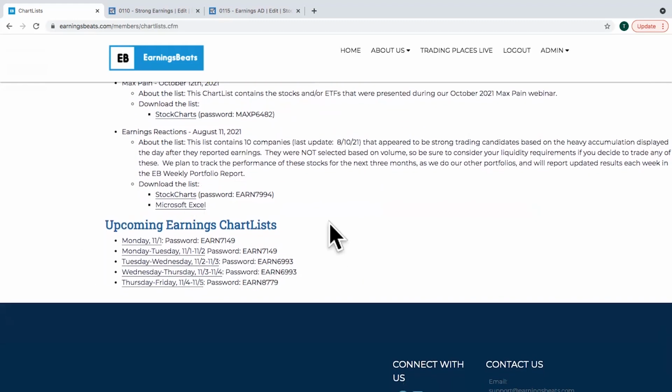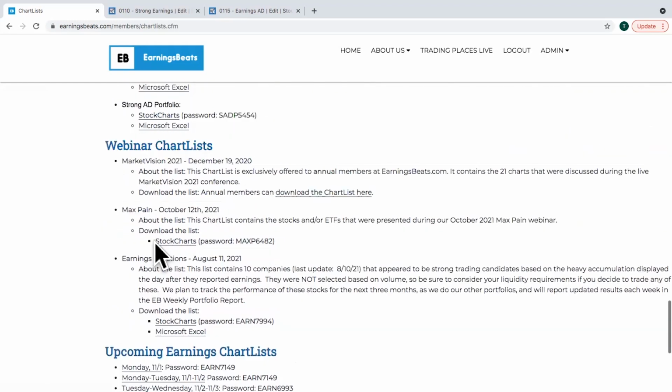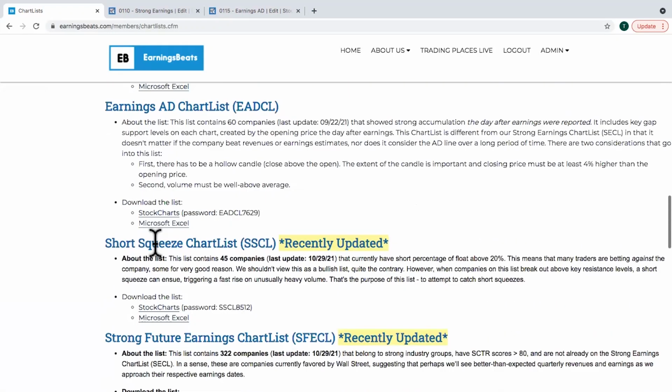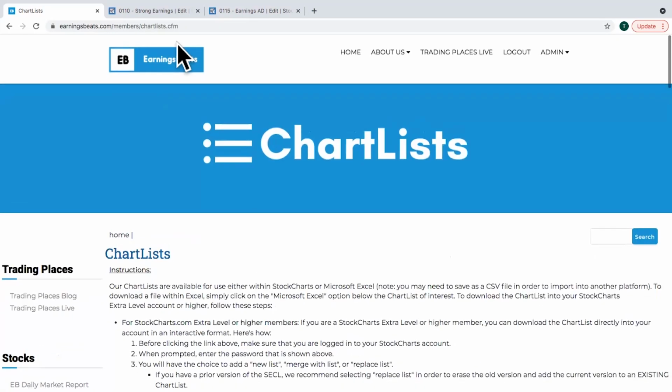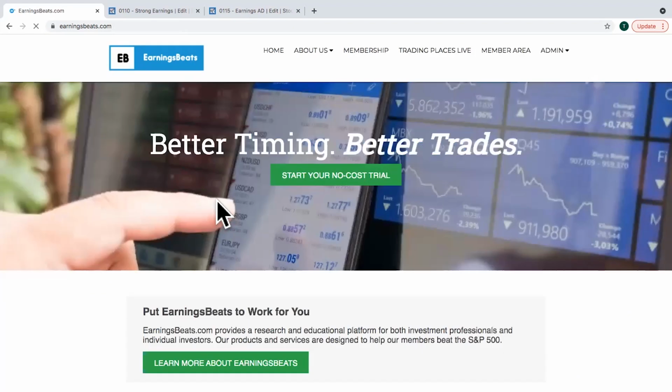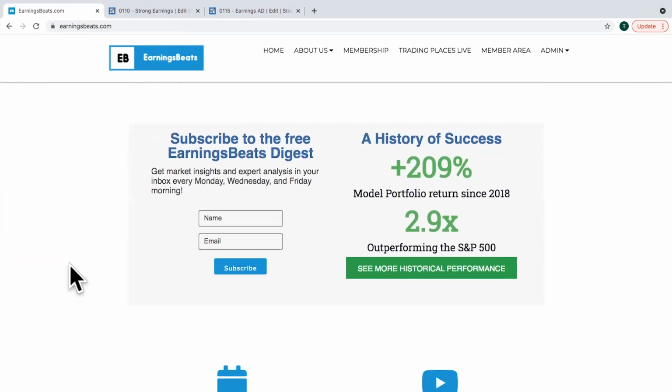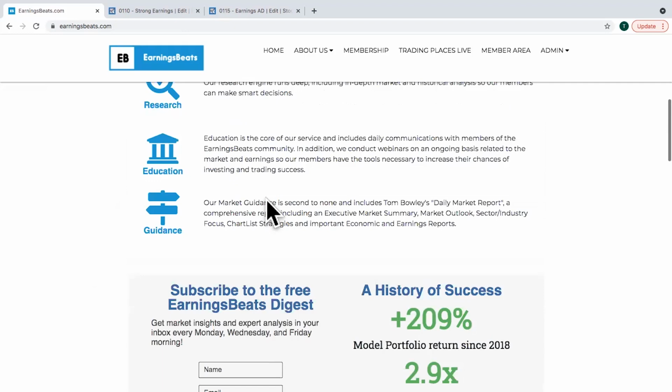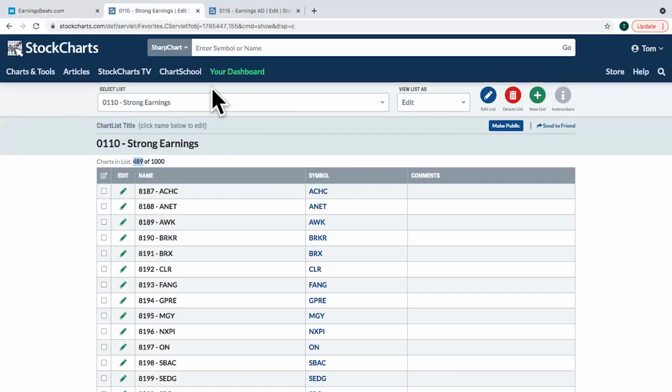And then finally, this is an important one, especially if you're not familiar with EarningsBeats: the upcoming earnings chart lists. These are free to anyone who is a member of our EB Digest newsletter. It's a free newsletter. If you go to our homepage at EarningsBeats and scroll down, you'll see an opportunity where you can subscribe to our free newsletter. All right, so let's take a look back at these chart lists.